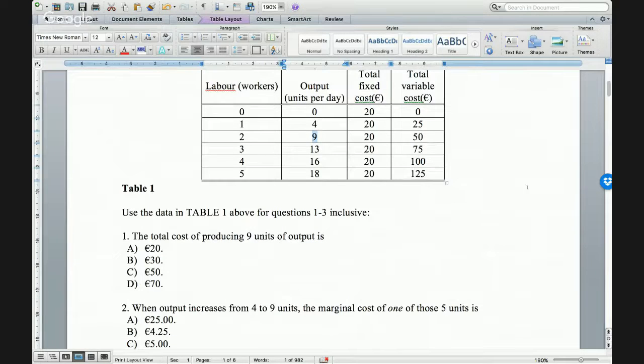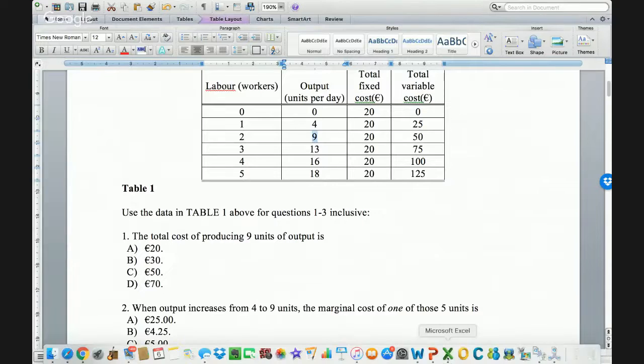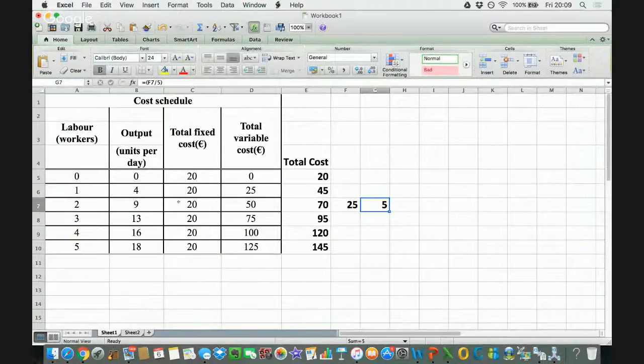So let's go back to our Excel file. So I'm just highlighting again my 9 units. I'll highlight that in red. So 9 units will give us a total fixed of 20 and a total variable of 50. Okay, so the question asks you to get average fixed cost. So here's your fixed cost. So we're just getting the average of these.